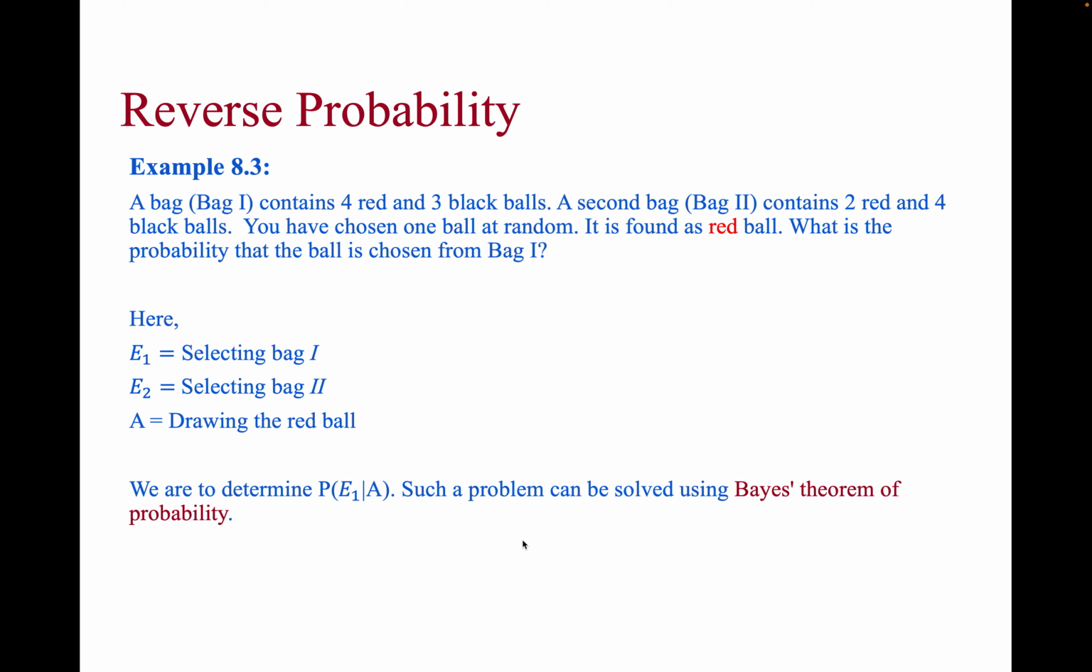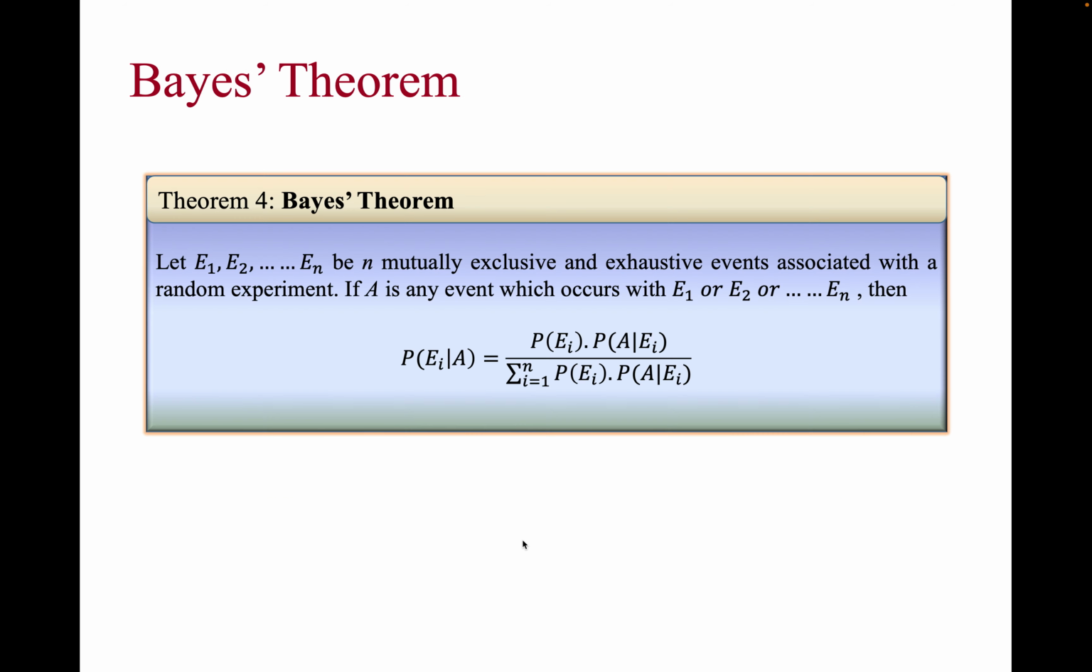Bag 1 contains 4 red balls and 3 black balls. A second bag 2 contains 2 red balls and 4 black balls. You have chosen one ball at random. It is found to be a red ball. What is the probability that the ball is chosen from bag 1? E1 equals selecting bag 1, E2 equals selecting bag 2, A equals drawing the red ball. We have to determine P(E1|A). Such a problem can be solved using Bayes' theorem of probability.